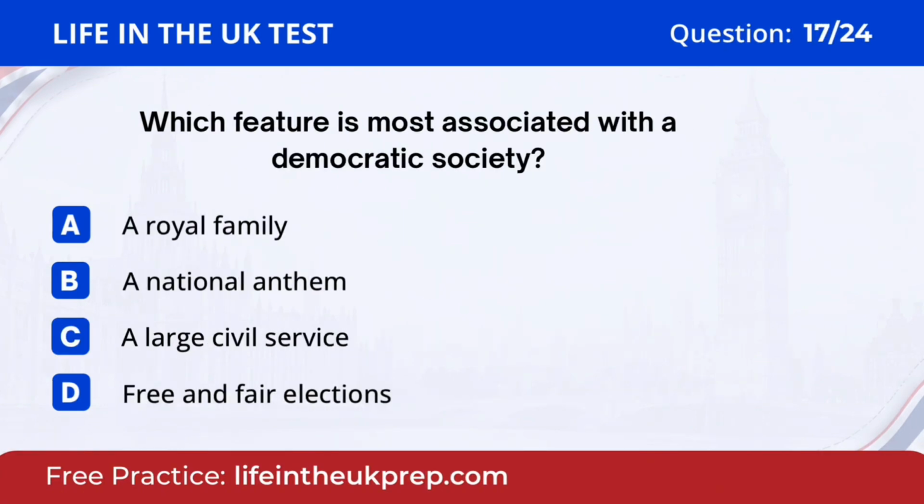Question 17. Which feature is most associated with a democratic society? A. A royal family. B. A national anthem. C. A large civil service. D. Free and fair elections. The answer is D. Free and fair elections.